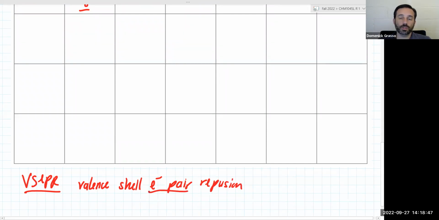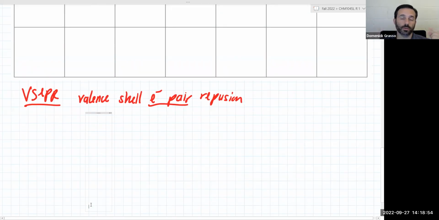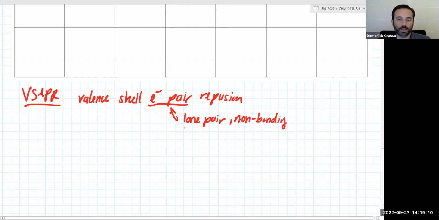Electrons are just little magnets. If you try to put the same ends of two magnets together, negative and negative, they push each other away. Electron pairs, whether they're lone pair electrons, non-bonding electrons, or bonds themselves, are all called electron domains.